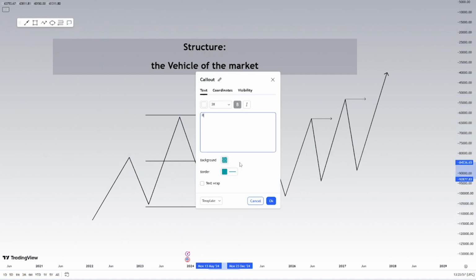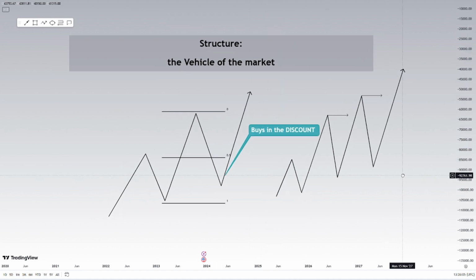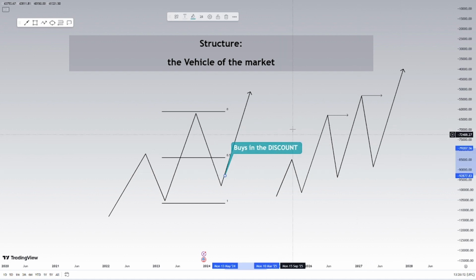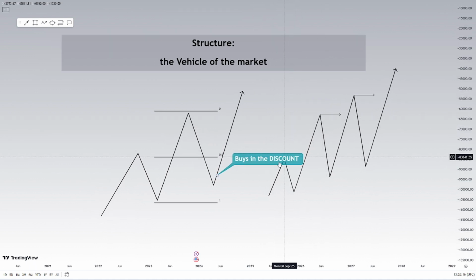So we have buys in the discount, right? We have buys just over here in the discount, right? This is important to understand, and we're going to be going over real life price action on Bitcoin to dissect this further, right? So our structure is the vehicle of the market, and we use the highs and lows to help us get involved. Now, what do we do on the flip side for the bearish example?